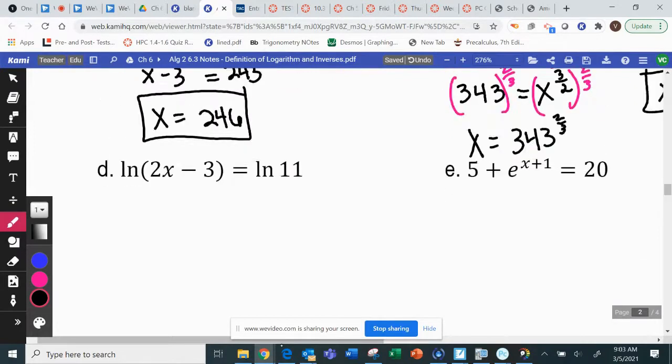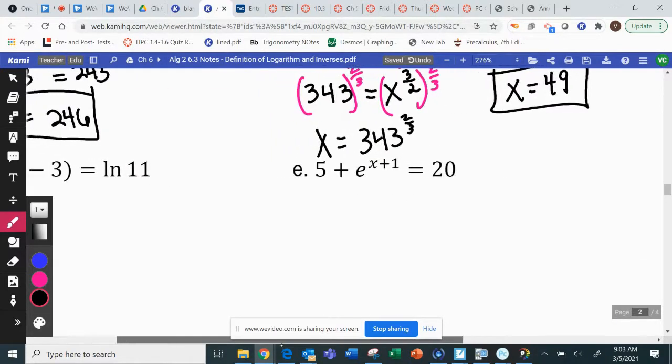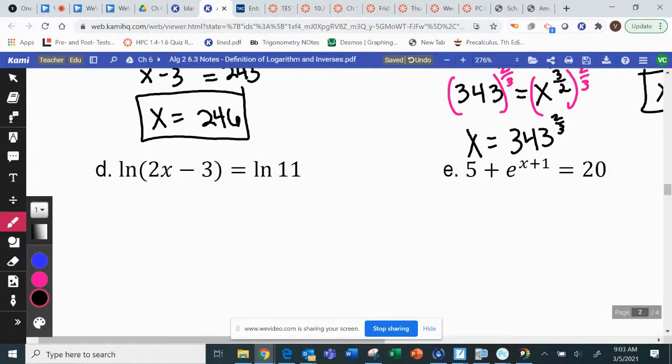Oopsie, went too far. So 49. Question D. We have ln on both sides. So this is a logarithm. ln, just to remind you, it was on the first page, is log base e. It's the natural log.